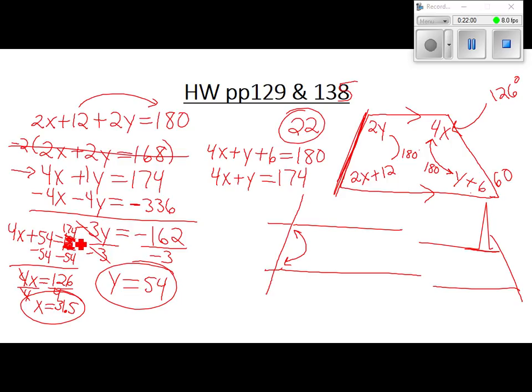So 174 minus 54 is 120, isn't it? Now what's 120 divided by 4? 30, so x equals 30. Now let's go back over here. That means this angle, 4 times 30, is 120, and this angle is 60. Now does it work out? Yeah. So you could go back and check your answer, make sure you didn't mess up somewhere like I just did.